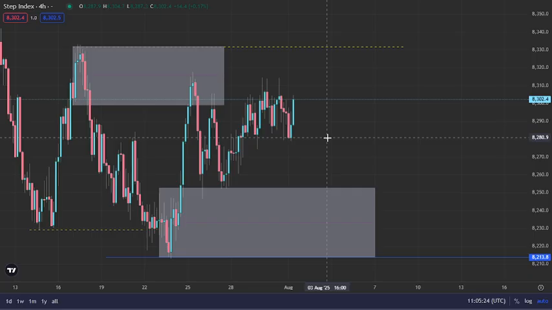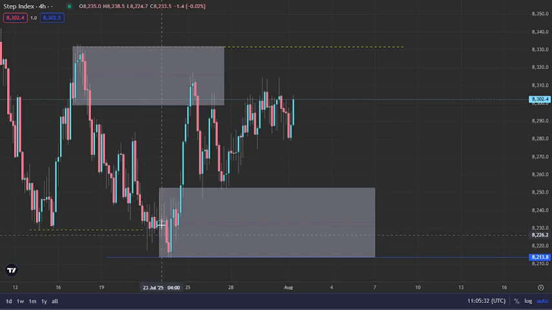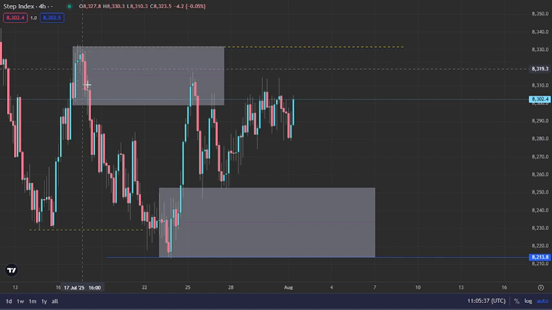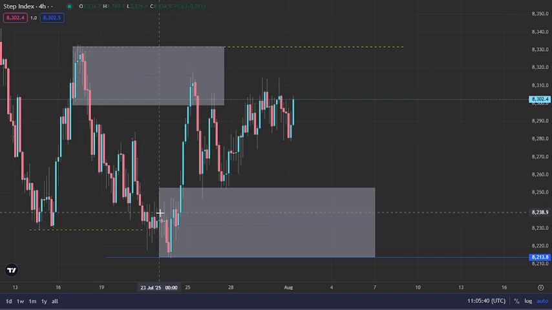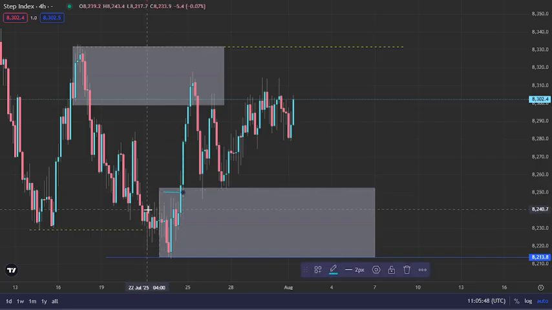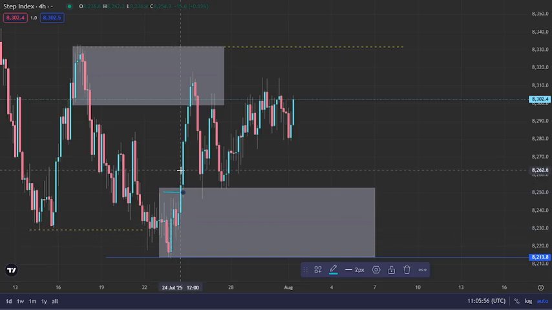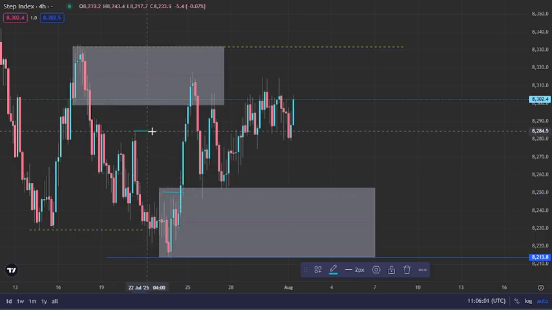Simple. So now we have a swing structure, we have an internal pullback. So you have an internal structure and we have a fractal structure. We have a swing, we have internal, we have fractal. When a fractal structure breaks, the book says it signals the start or end of an internal pullback. So we have this internal pullback.